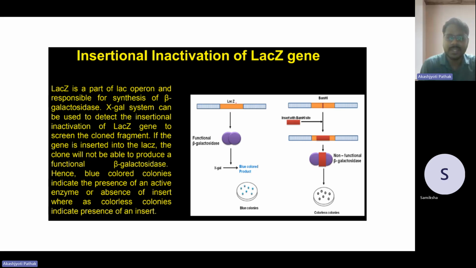So this is your lacZ gene. It is giving you functional beta galactosidase, and this functional beta galactosidase is converting this X-gal into a product which is giving blue color. But if you insert the gene of interest inside this lacZ gene, then this functional beta galactosidase will no longer be produced. It will become non-functional, and so you will get colorless colonies.